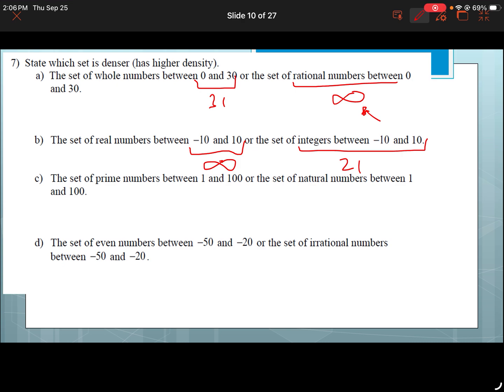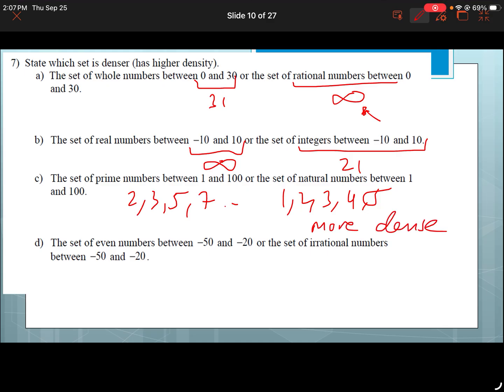The set of prime numbers between 1 and 100. Just in case you can't remember what a prime number is, it's the numbers that can only be divided by itself and 1, and doesn't include 1. So that's 2, 3, 5, 7, etc., right? But that's obviously missing numbers in between. And then the set of natural numbers is going to be 1, 2, 3, 4, 5, where we're not missing any numbers between, or whole numbers. So I hope that's obvious that this has more. So it's more dense.